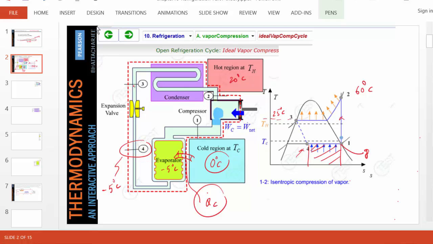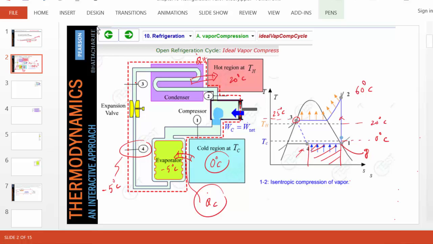If the temperature at state 3 is 25 degrees Celsius, that means from 60 degrees, the temperature will come down to 25 and then never change. The difference in temperature, 25 minus 20, will drive the heat transfer. That's where our Q dot H will take place. So at state 3, we have saturated liquid at a temperature slightly higher than the atmospheric temperature. Again, we're taking TH to be 20 degrees Celsius and TC to be 0 degrees Celsius in our example here.